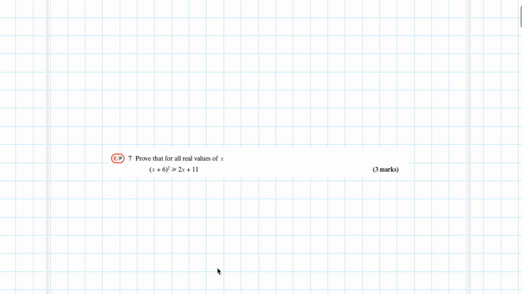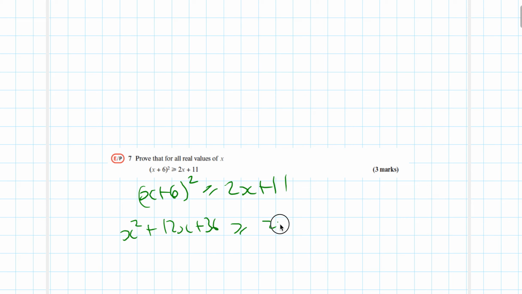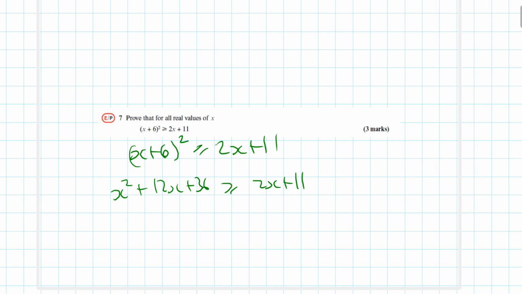The next one: prove that for all real values of x, (x plus 6) squared is greater than or equal to 2x plus 11. The way that I would personally approach this question is to expand out (x plus 6) squared, so it becomes x squared plus 12x plus 36 greater than or equal to 2x plus 11, and then move everything over to the left hand side, so we get x squared plus 10x plus 25 is greater than or equal to 0.